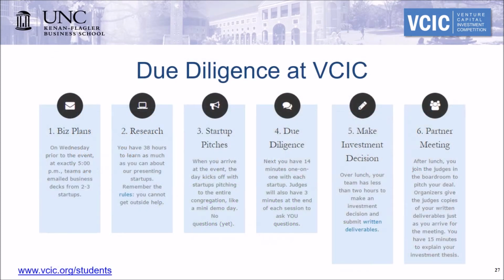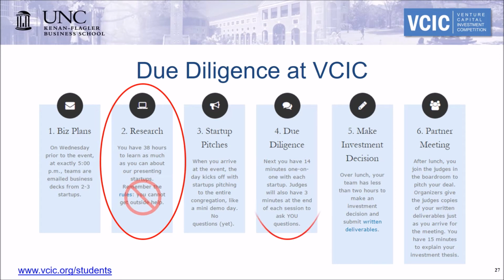At a VCIC competition, there are 2 times you'll be performing due diligence. You'll receive the pitch decks 2 days prior to the event, and you'll have about 38 hours to research the industries. Note that starting in 2017, teams are now allowed to seek outside help. Once you arrive at the event, you can no longer use outside help, but you do get the opportunity to sit down one-on-one with each startup and ask the founders anything you'd like.